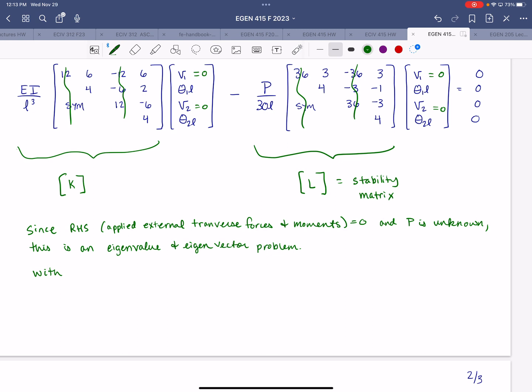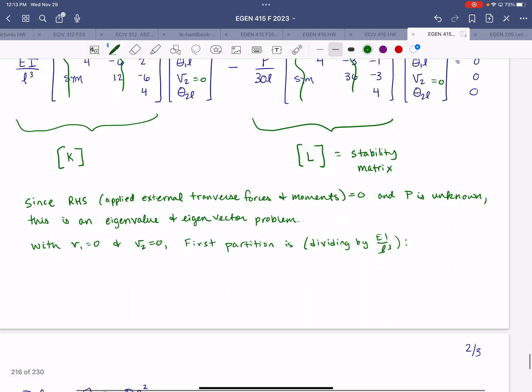All right, so then after applying those boundary conditions, we're left with a 2x2 first partition. And then if we divide by EI over L cubed, that ends up as first matrix is 4, 2, 2, 4 times theta 1L and theta 2L.